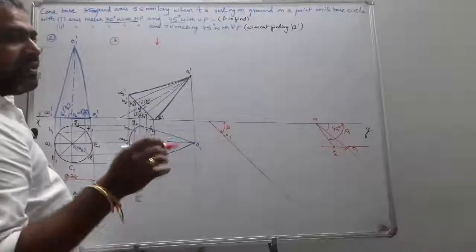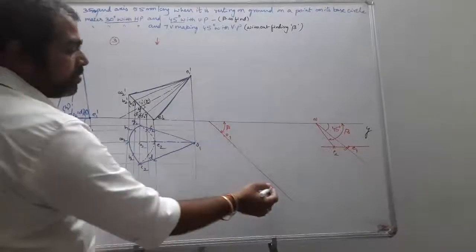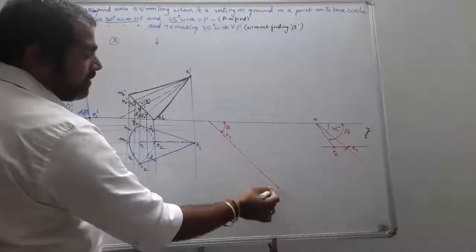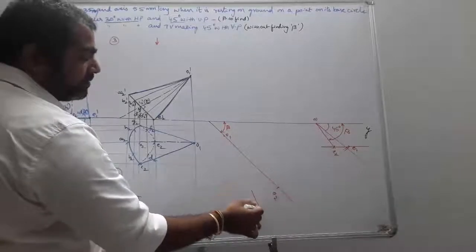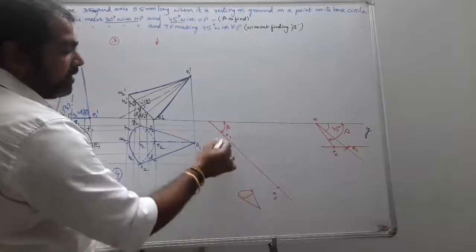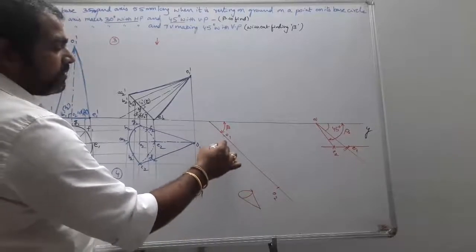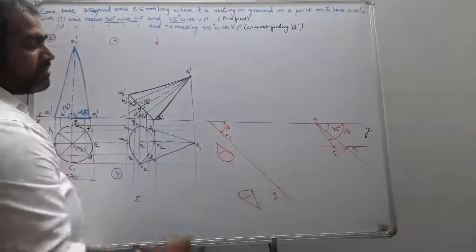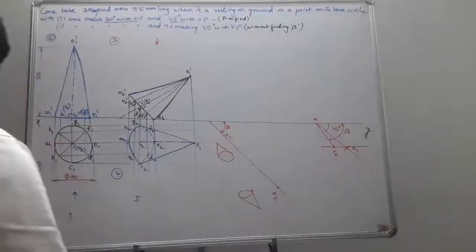If he gives that the apex is away from VP, it means O1 comes to here. That means the cone is going to be in this manner. If the apex is nearer to VP, we construct it in this manner. You have to construct. Okay.